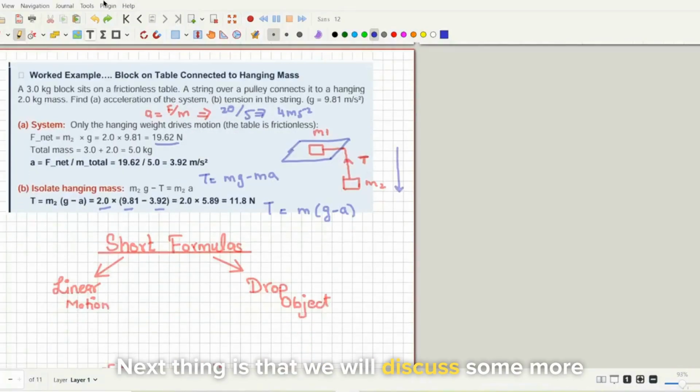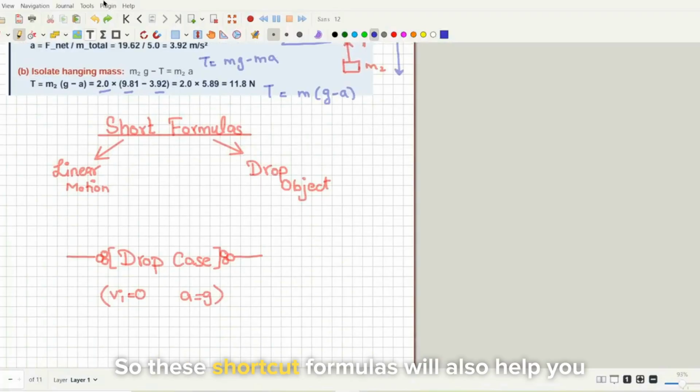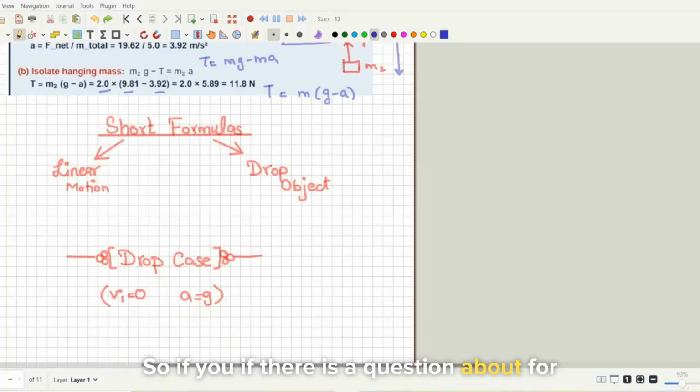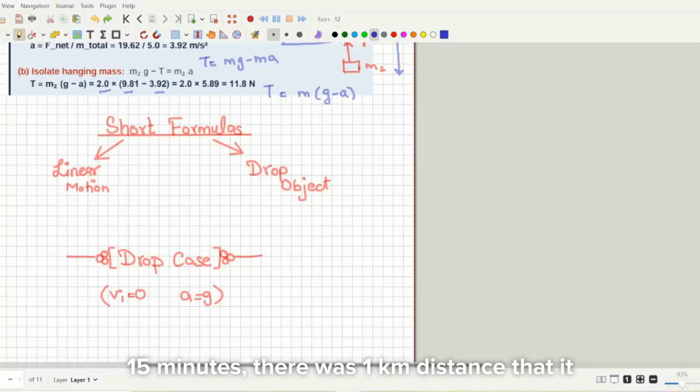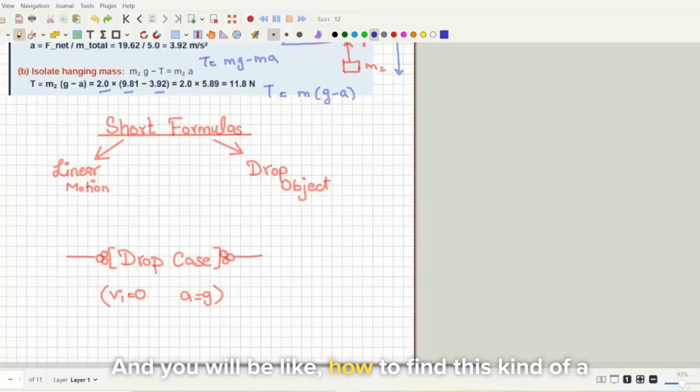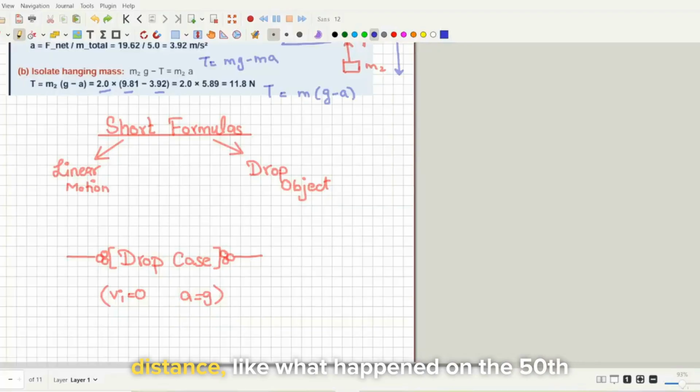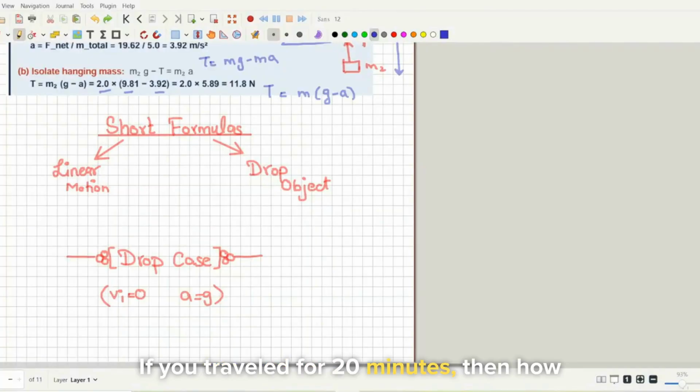Next, we will discuss some more shortcut formulas. These shortcut formulas will also help you out a lot. For example, if an object is moving and the object took 15 minutes, and during those 15 minutes it covered 1 kilometer distance, what was the distance that it covered during the 50th minute? And you will be like, how do I find this kind of a distance, like what happened on the 50th minute? If you traveled for 20 minutes, then how much did you travel at the 10th minute?